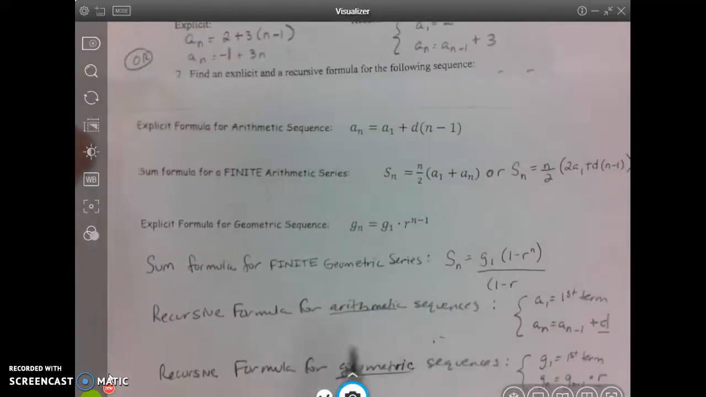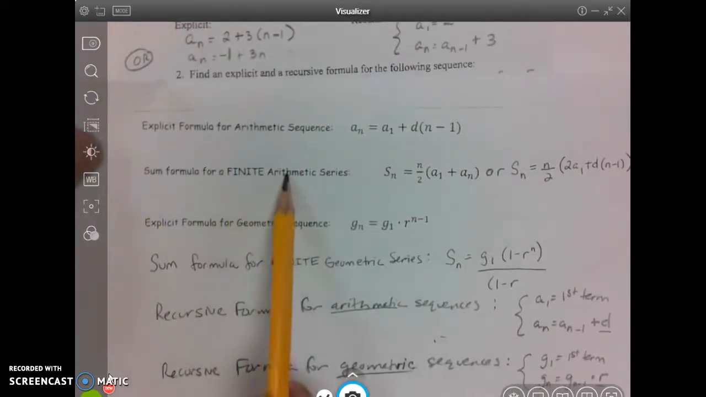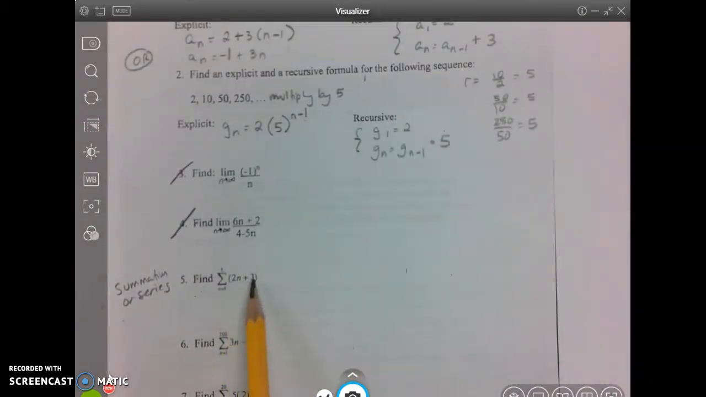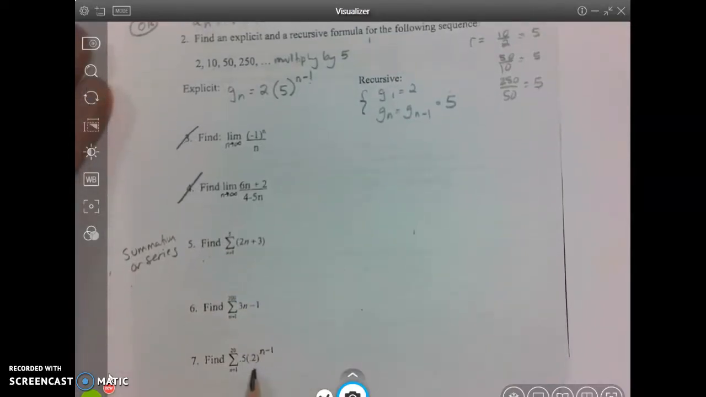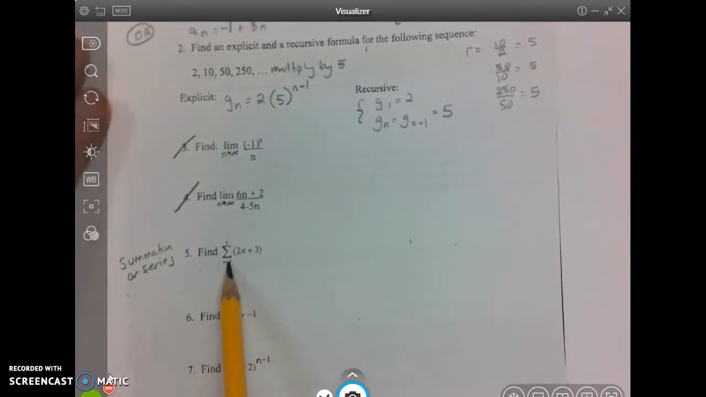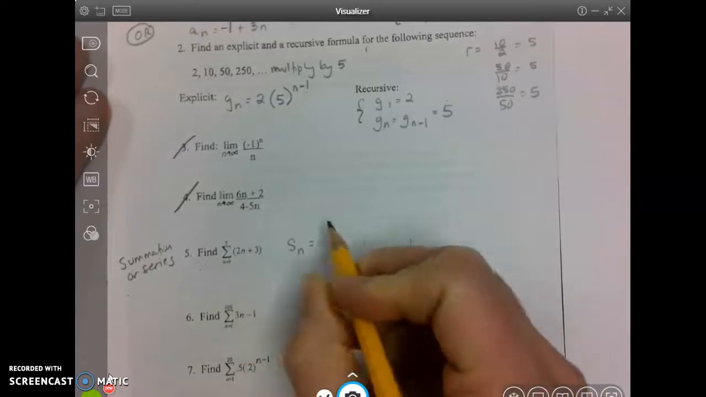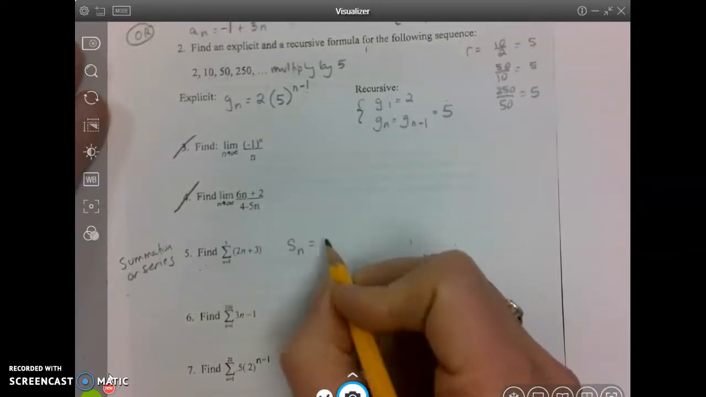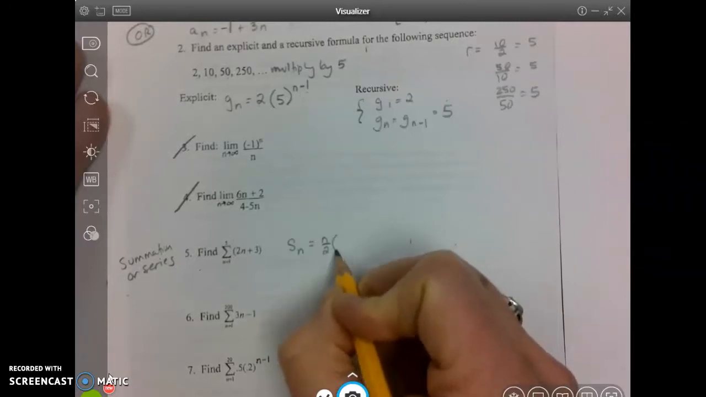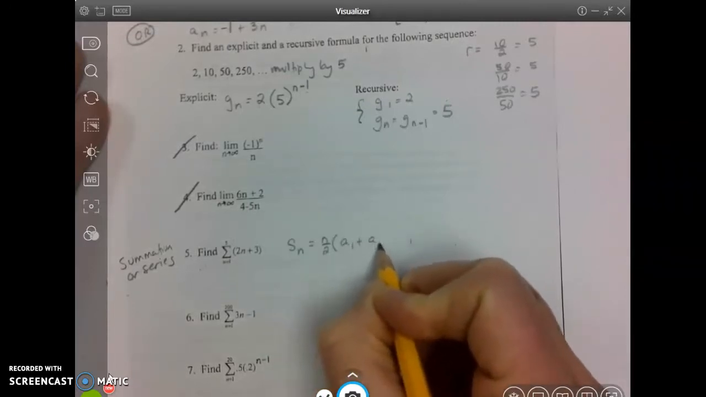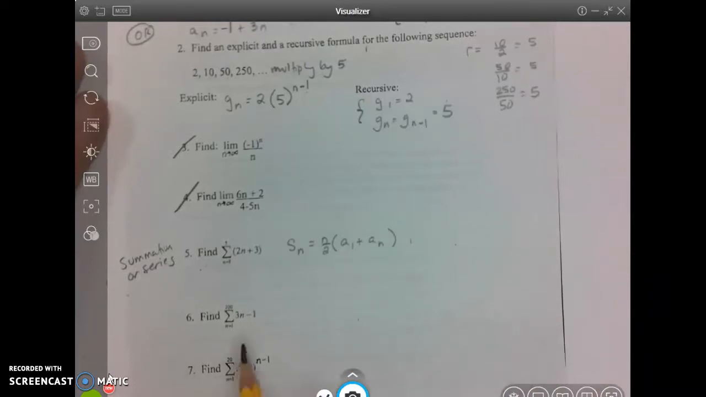So I look at my formula sheet. Am I going to use a sum formula for a finite arithmetic or a sum formula for a finite geometric? Well, anytime it looks linear like this, that's going to be arithmetic. When we get down here to a problem like this, I can tell this is exponential. That's going to be geometric. All right, so let's look at this. I'm going to use my formula, S sub n equals, I'm just getting this right off of my formula sheet, n divided by 2 times the first term plus the nth term. This is the formula that I'm going to use.